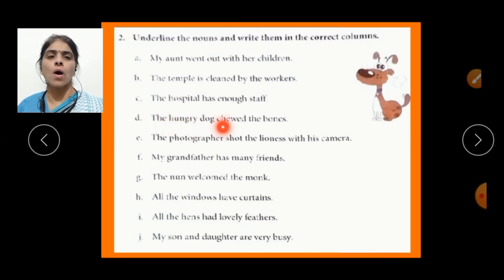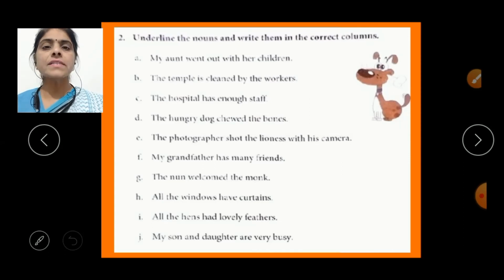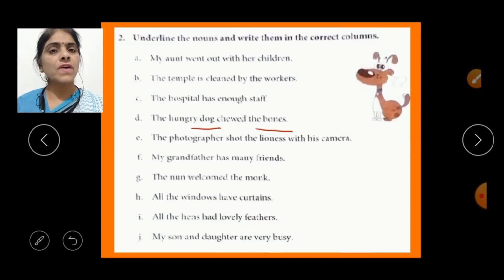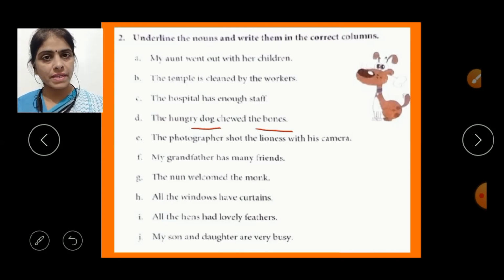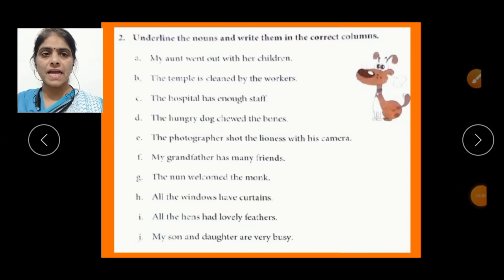The hungry dog chewed the bones. In this sentence also we have 2 nouns, dog and bones. As dog refers to male, it belongs to masculine gender. And bones, which is a non-living thing, belongs to neuter gender. Now let's have the fifth sentence.